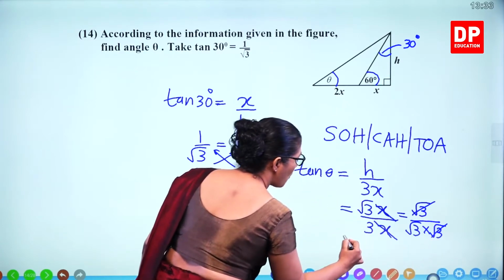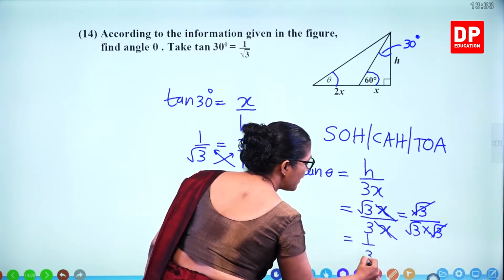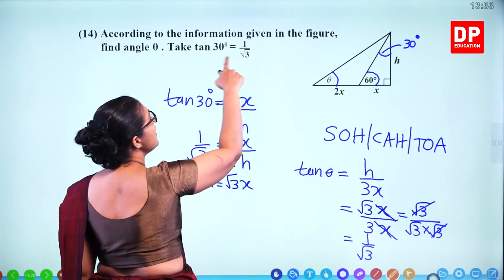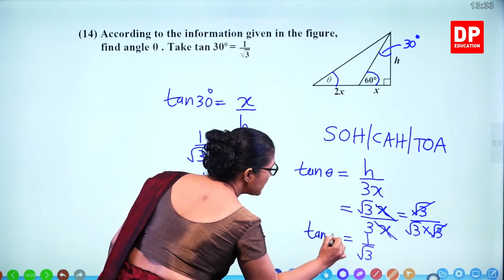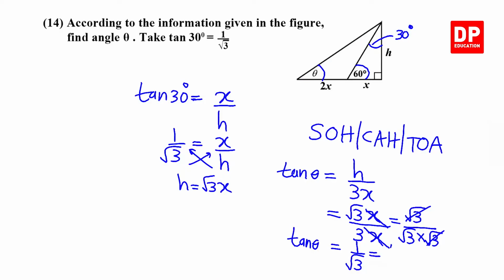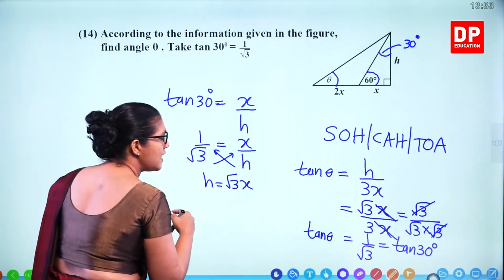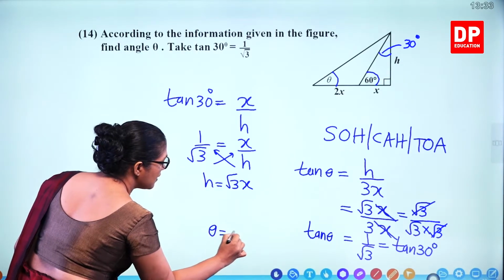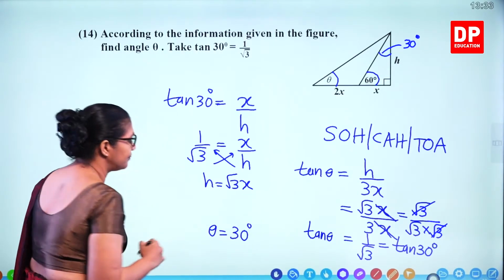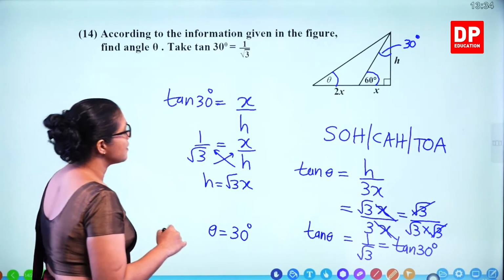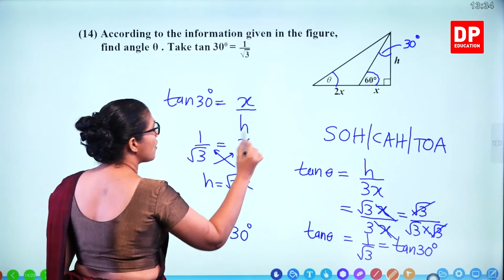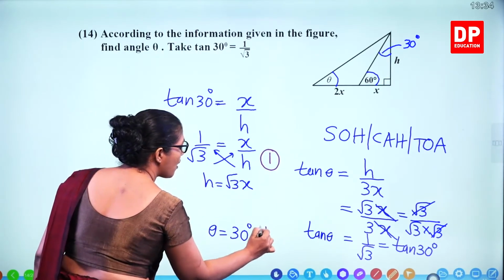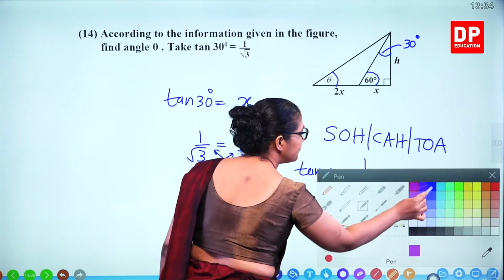So you get 1 over root 3. So what is 1 over root 3? Tan 30. So it says tan theta equals tan 30. Now compare the angles. So theta becomes 30 degrees. So that's the answer. So 2 marks again. 1 mark for the method and 1 mark for the answer.